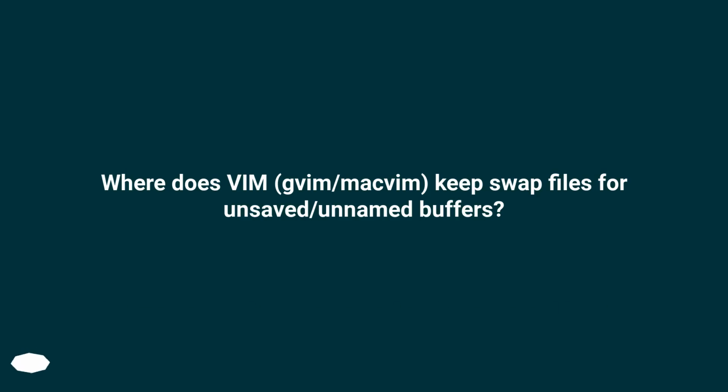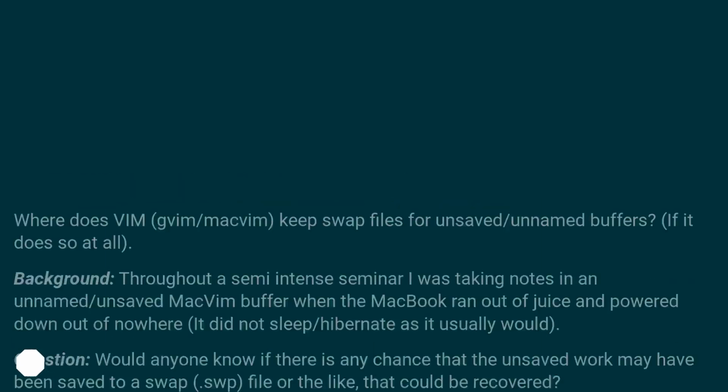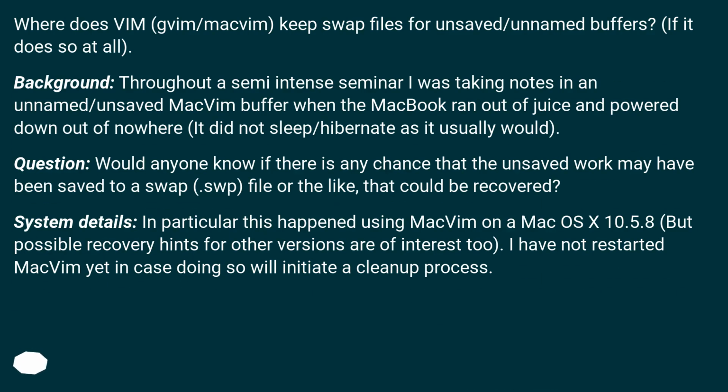Where does Vim/MacVim keep swap files for unsaved/unnamed buffers? If it does so at all.